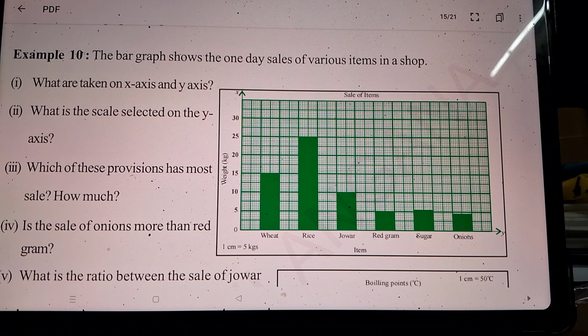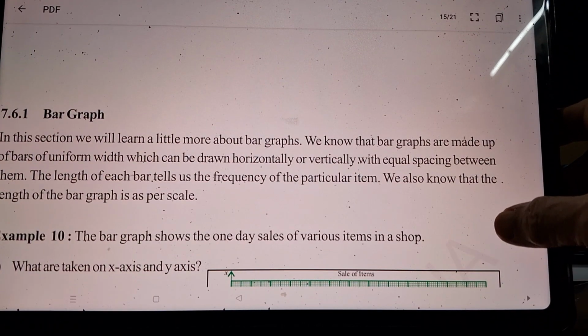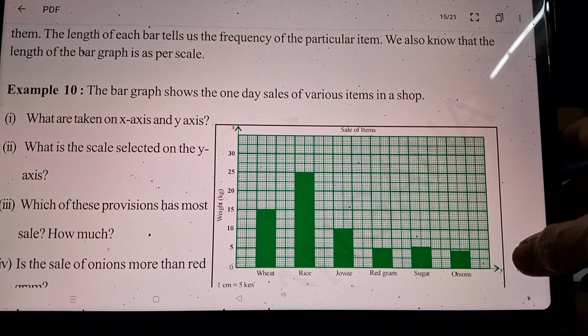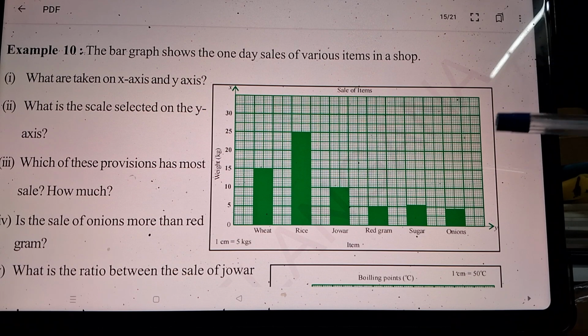Now we are doing 7th class data handling. In that data handling, earlier I have done certain problems. Now about percentages and all we have done. Now we are going to talk about bar graph. In this bar graph it is done in the graph. So this is the graph paper.